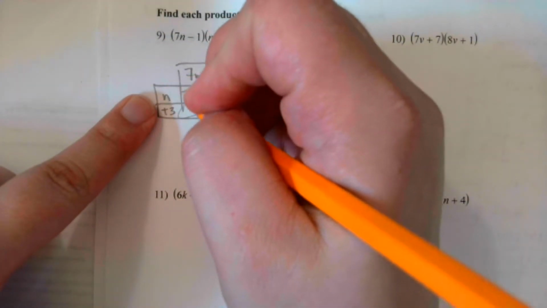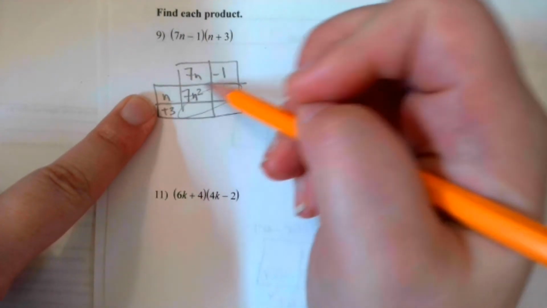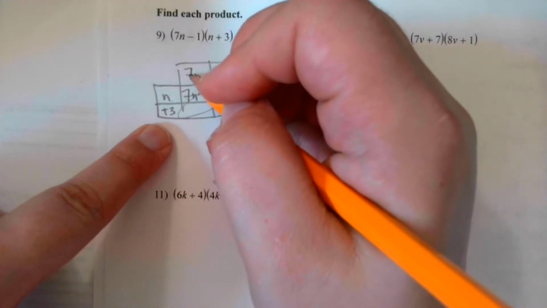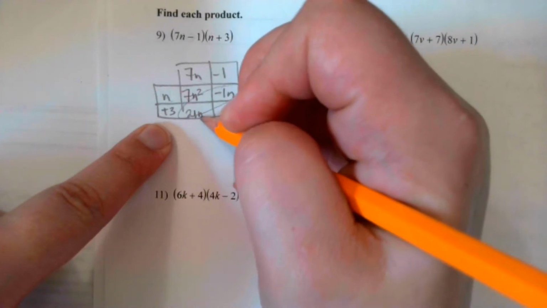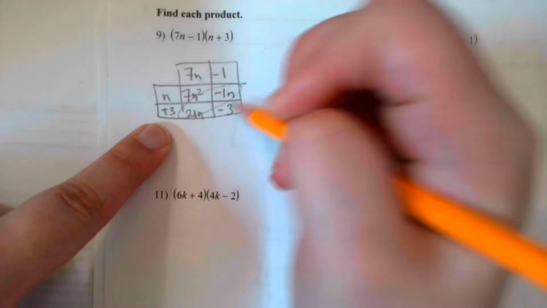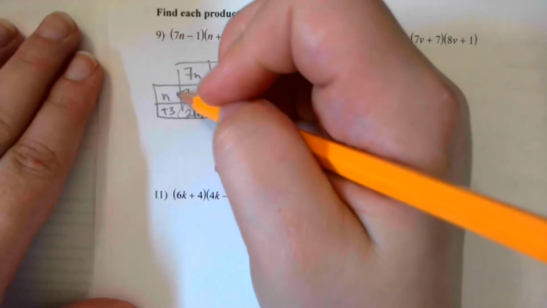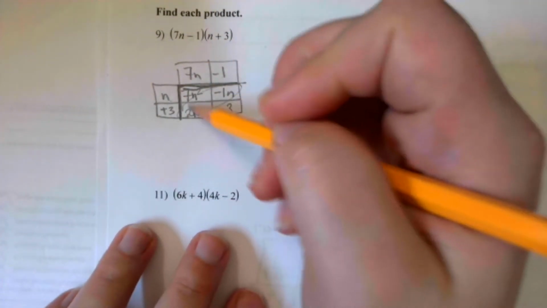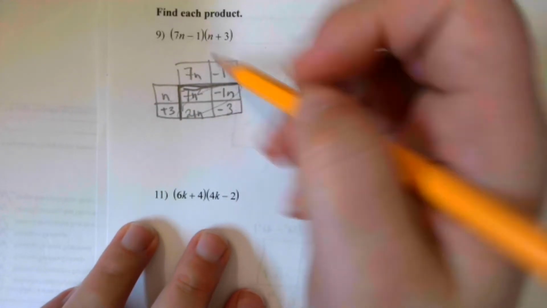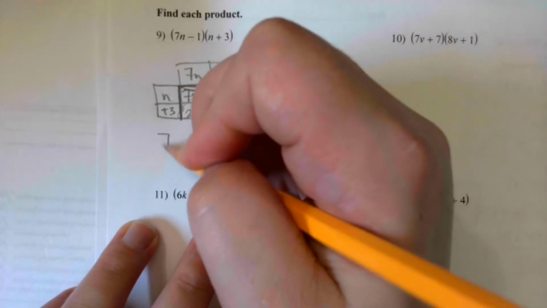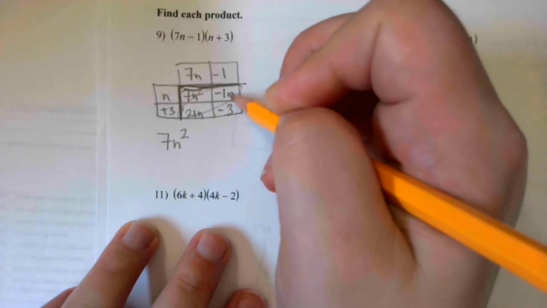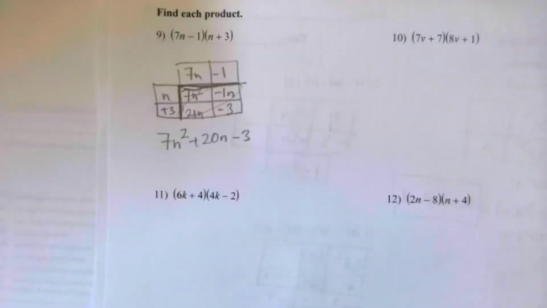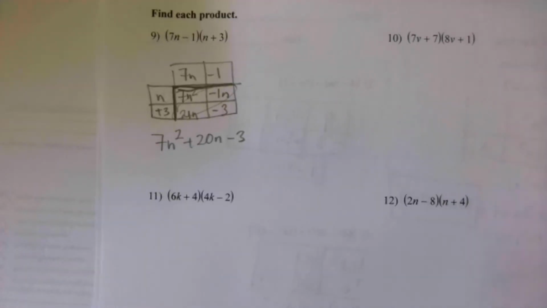7n times n, 7n squared. N times negative 1, negative 1n. 3 times 7n, 21n. 3 times negative 1, negative 3. And now we just bring it down. Our answer is in the square part. This part, not the sides, but the center. So I've got 7n squared, 21 take away 1, just 20, minus 3. Let's rock and roll.